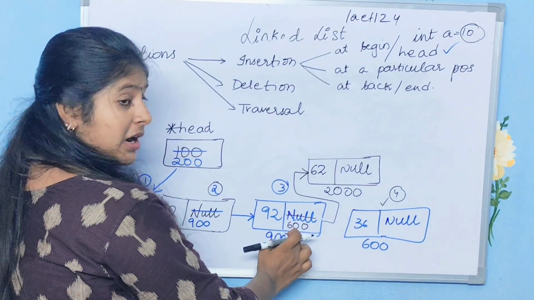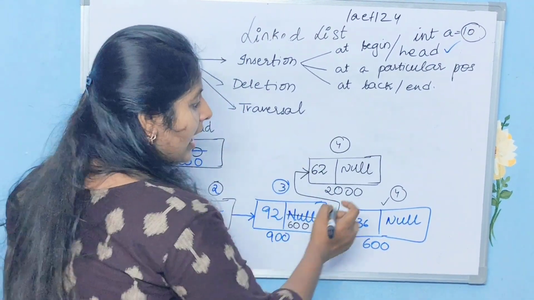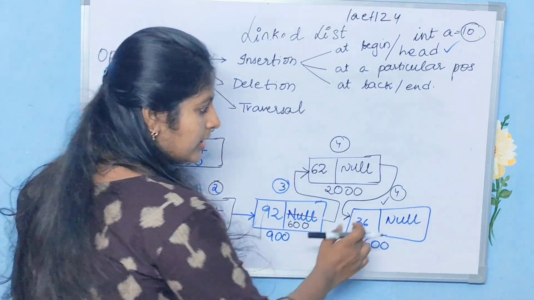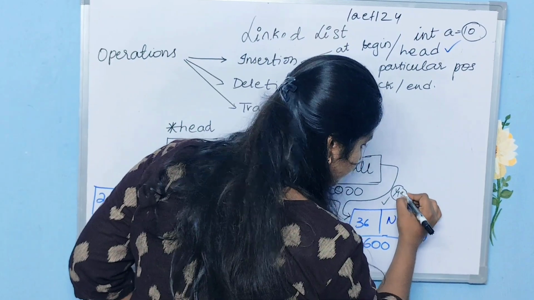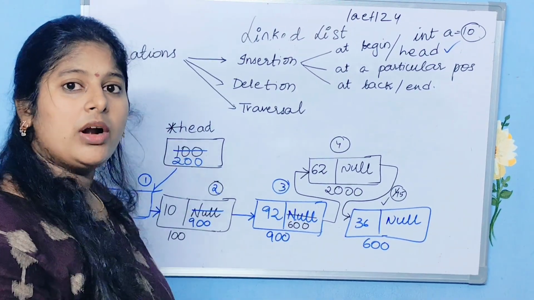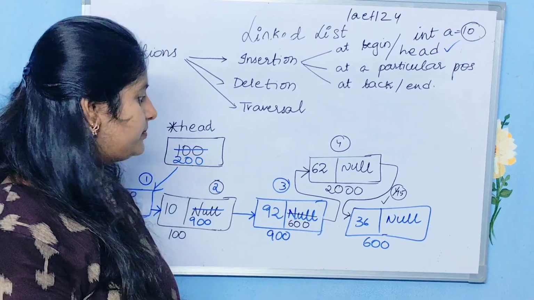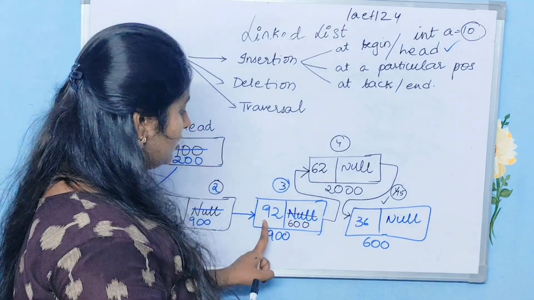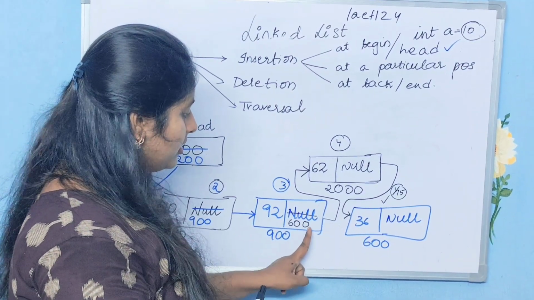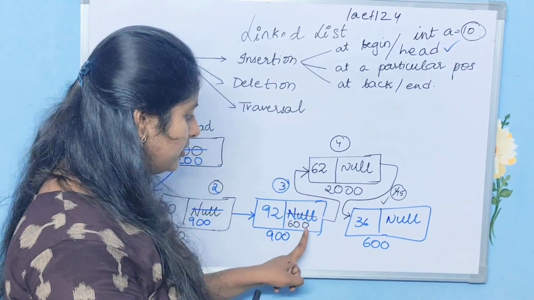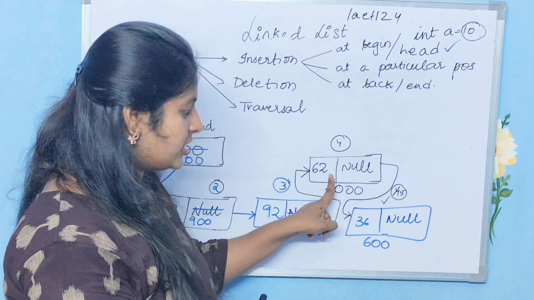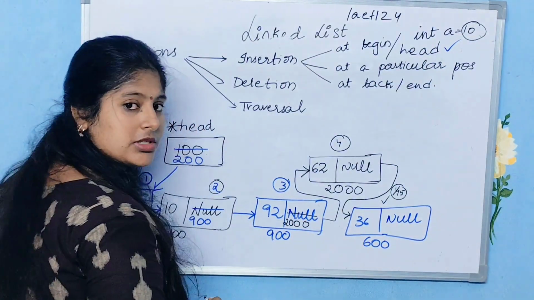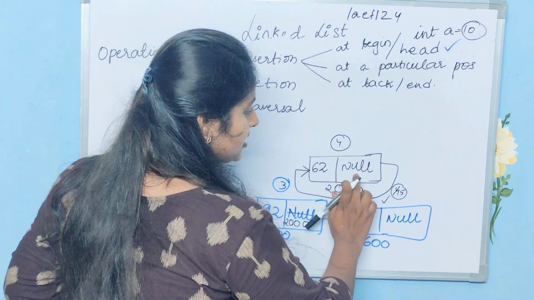So, my third part is this and my fourth part is 62. And after this, my fifth element is 36. Okay. So, this becomes 5. Now, tell me what are the addresses changing. So, 92's next part is 600. But 600 is over here, right? What is my next part to 92? 62. 62's address is 2000. So, I will be making this 2000. So, after this, 62's next part is null.